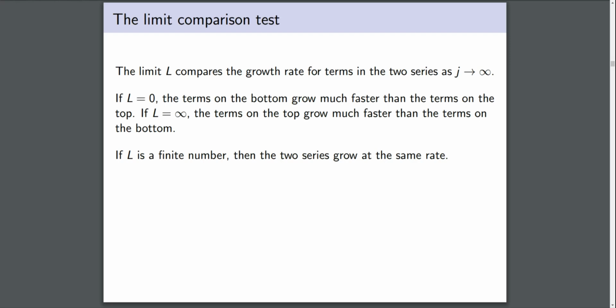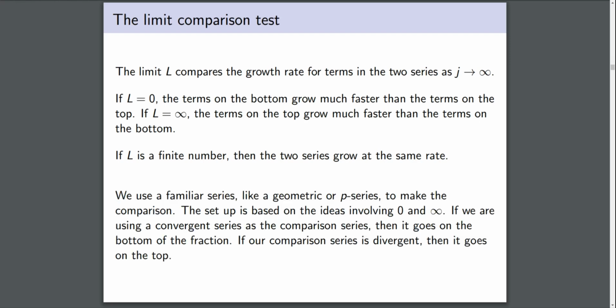When we set up this test, we need to have a comparison series, and that's going to be something that we're familiar with, like a geometric series or a p-series. When we put our comparison series into the ratio, we have to use the ideas based on 0 and infinity. If we're comparing to a convergent series, we have to put that series on the bottom of the fraction. If we're comparing to a divergent series, then our familiar series is going to go on top of the fraction.